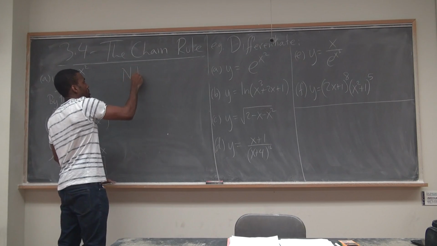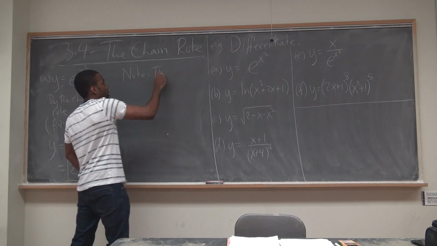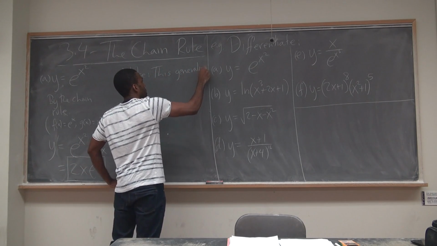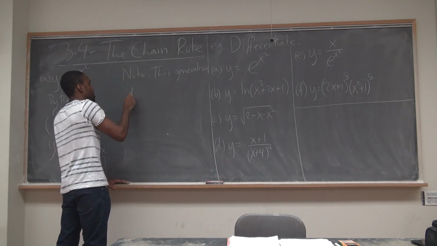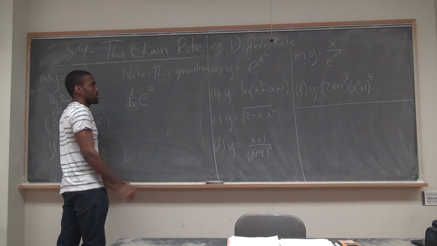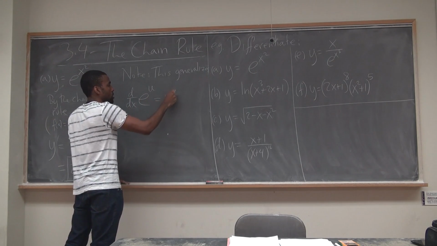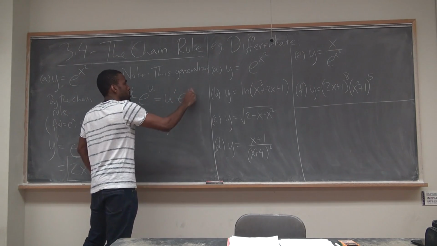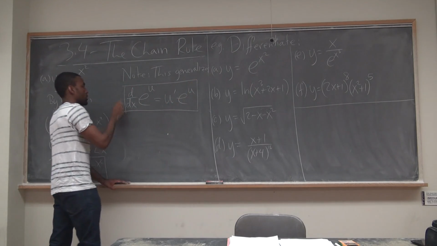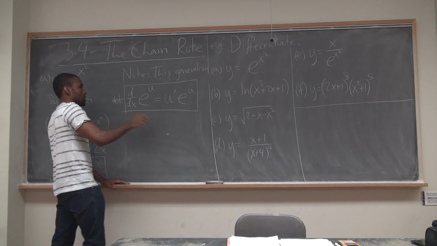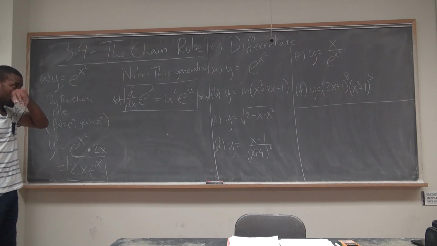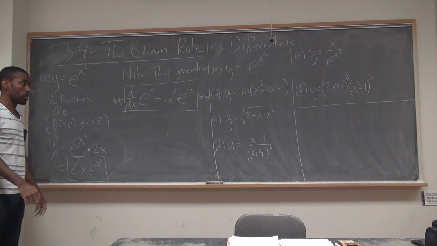Note, this generalizes. The derivative of e to anything is going to be the derivative of that thing times the original function. This is something that we know now. The derivative of e to any power is the derivative of the power times e to the power.